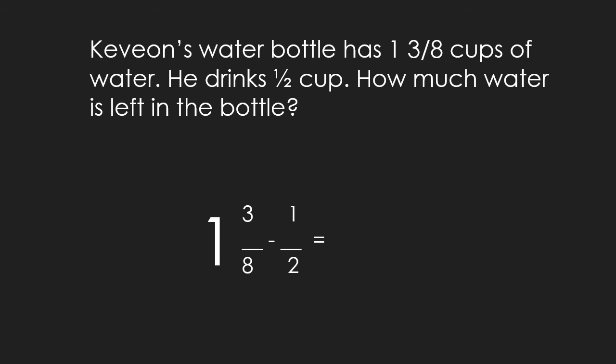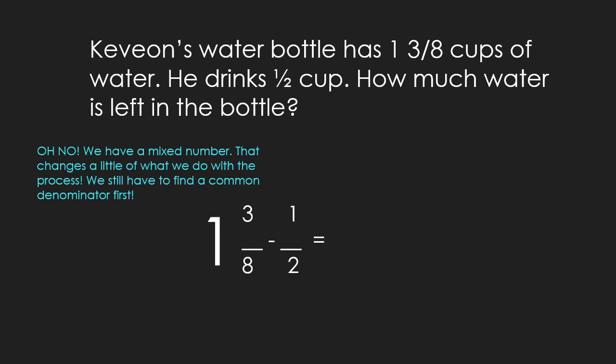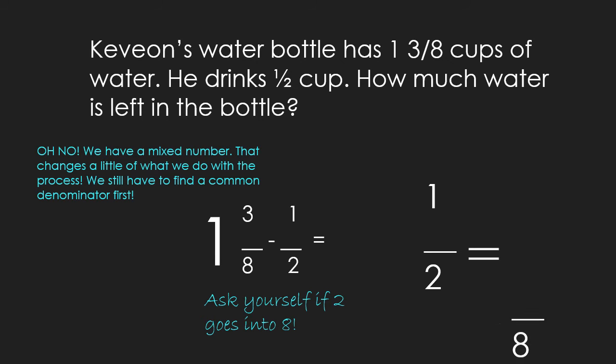I don't have a common denominator, so I need to find a common denominator. We have a mixed number that changes a little of what we do with the process, but we still have to find the common denominator first. Ask yourself if 2 goes into 8. Yeah, of course it does. What do I do to 2 to get to 8? Times 4. Whatever I do to the bottom, I need to do to the top.